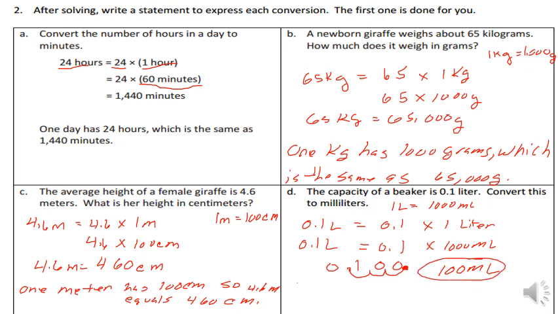So 1 liter is equal to 1,000 milliliters. So 0.1 liter is equal to 100 milliliters.